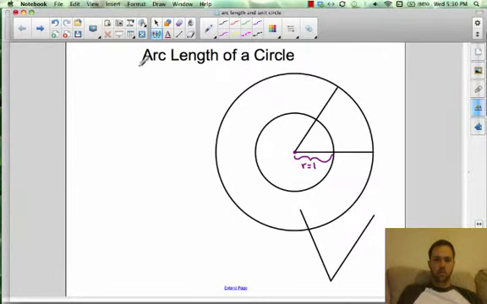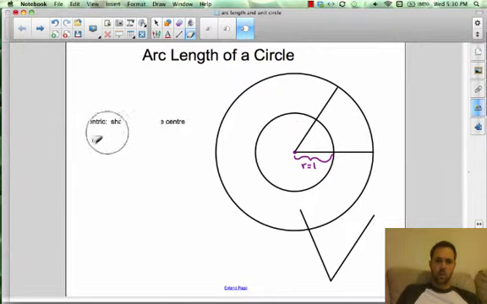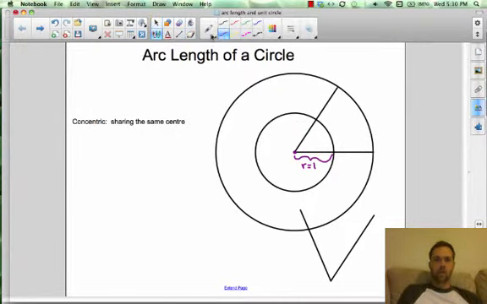So, in order to figure out the arc length of a circle, there are a couple things we need to understand. Let's start by looking at these two circles. Now here I have two concentric circles, meaning they share the same center. So this larger outer circle and the smaller inner circle have a common center right here. So they're concentric. Now, the smaller circle I've designated to have a radius of exactly 1.